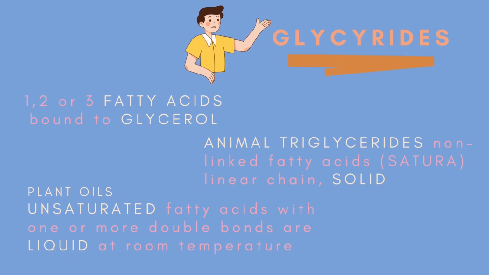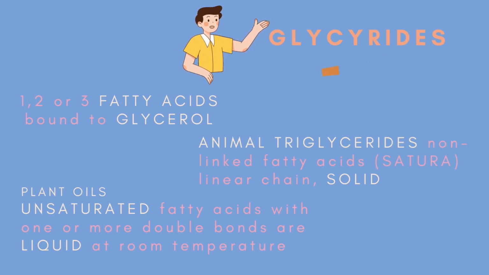In animal triglycerides, the fatty acids do not have double bonds, meaning they are saturated, so the chains are linear or straight. These molecules can be packed tightly and produce solid fats. Plant oils contain unsaturated fatty acids with 1 or more double bonds. The angular structure of these chains prevents tight packing, so they tend to be liquid at room temperature.